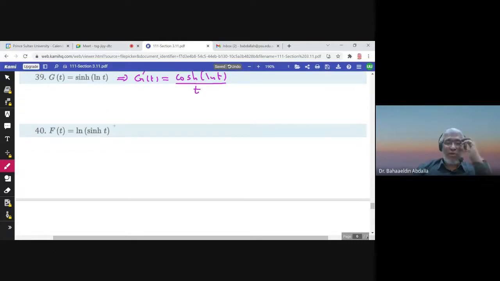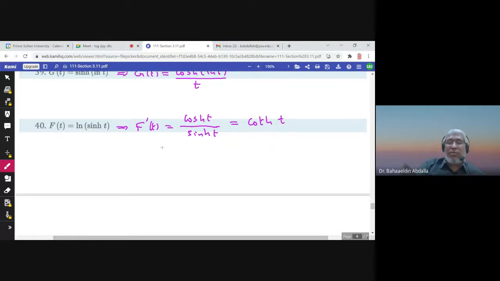Here I have also a composition, and the derivative of ln, which is the outer function, is 1 over sinh t times the derivative of sinh, which is cosh t. I can leave it like this, or I can just write it hyperbolic cotan t.